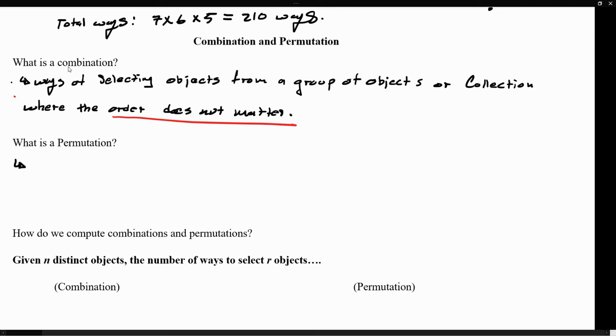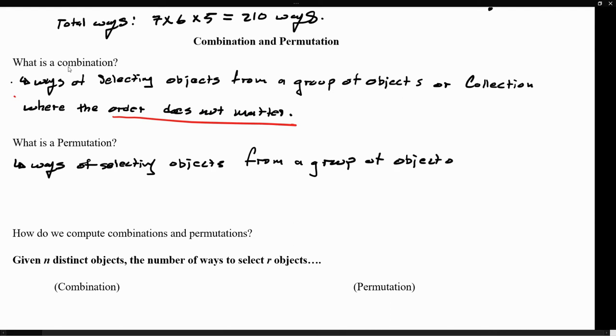In a permutation, it is still the same procedure. This is a way to describe the selection of objects from a group of objects or a collection where the order does matter.